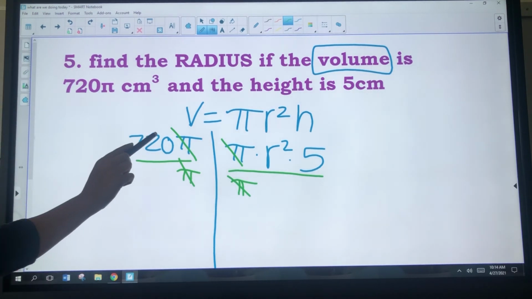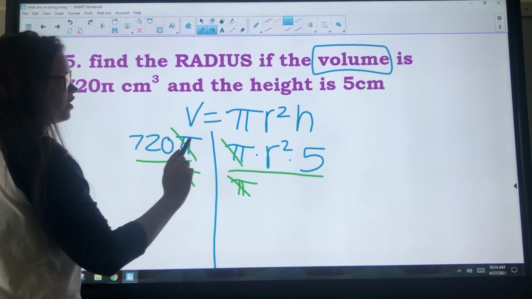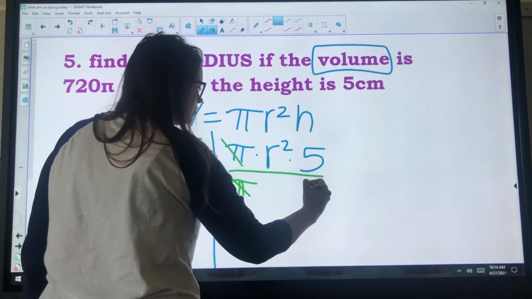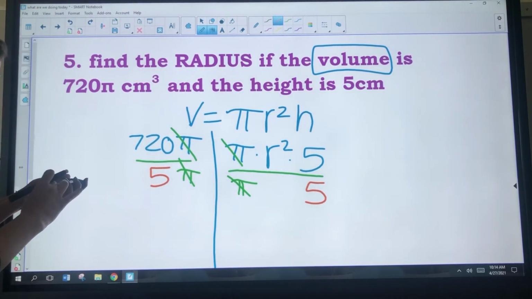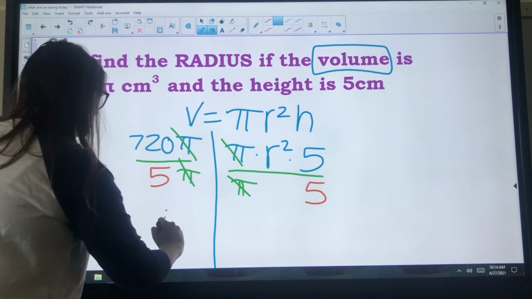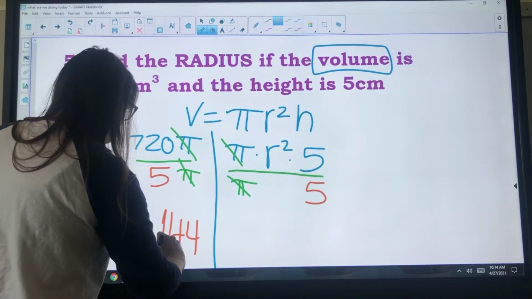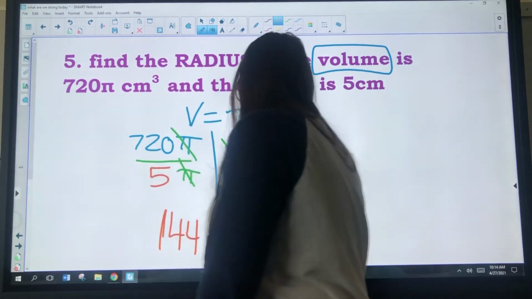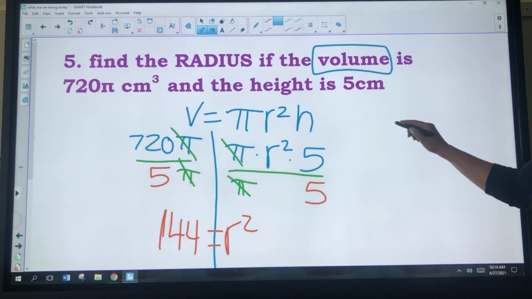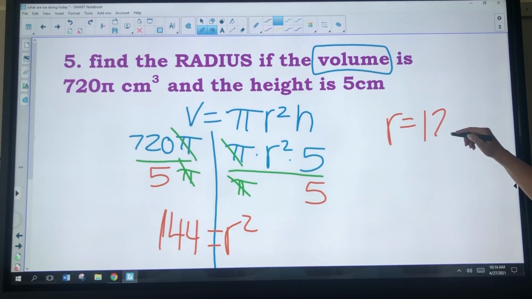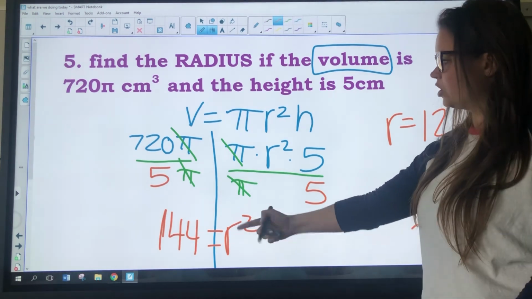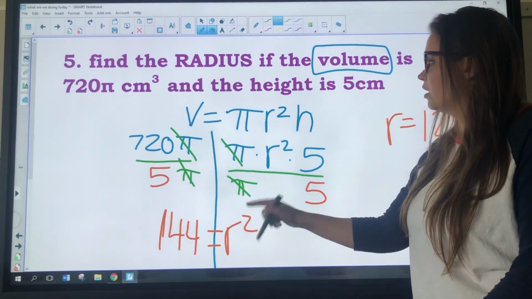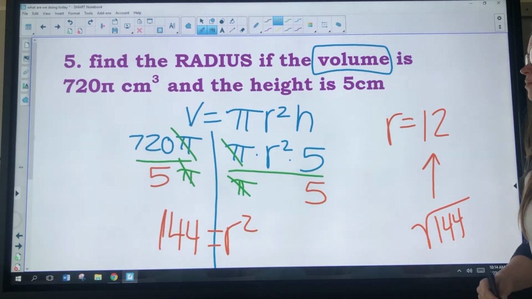We're not squaring the 5 this time because it's r squared times 5. You can just divide the 5 right now. 720 divided by 5. And obviously if 144 is r squared, then r equals 12. If you don't know how I got that, I just square rooted my 144. Because the opposite of squaring is square rooting, and they would cancel each other out. That's all for today.